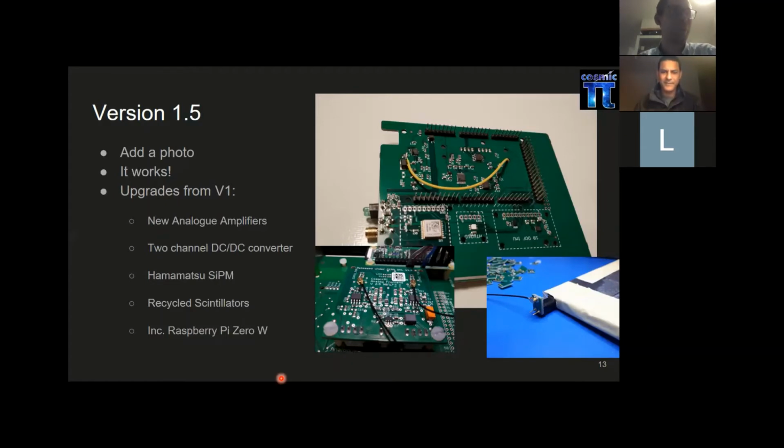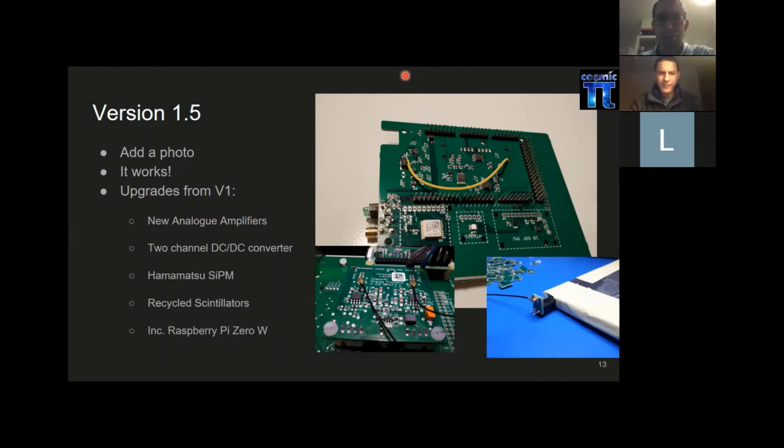We had some major upgrades from version 1. We improved our analog board and changed the amplifiers. We moved to a 2-channel DC-DC converter, so here we can bias each photomultiplier independently. So if we do have a different threshold voltage for each one, that's no problem. For this instance, we moved from Advanced SiPMs to Hamamatsu, so it's a different brand. They have a slightly longer track record in producing SiPMs and optical components.